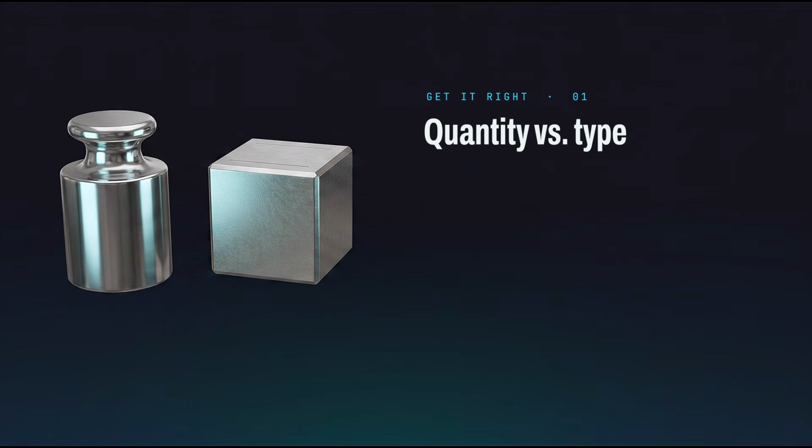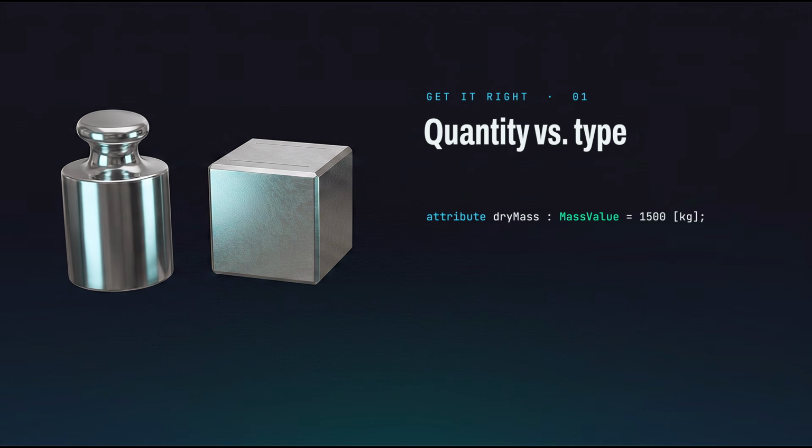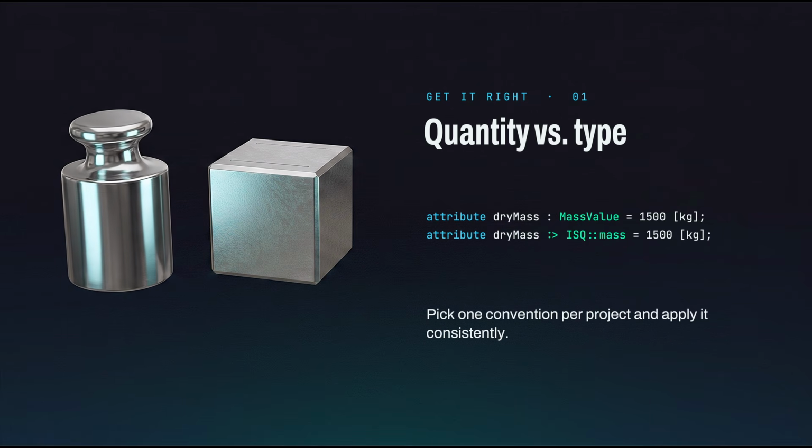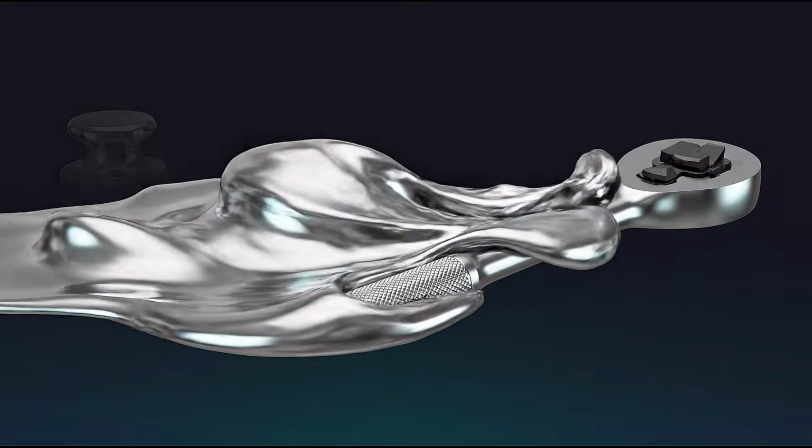First, separate the type of a value from the standard quantity it represents. MassValue is an attribute definition. It defines the type of a mass value, including its magnitude and measurement reference. ISQ mass is a standard quantity usage. It represents the ISQ notion of mass. Most of the time, type your attribute with the value type. When the downstream analysis or a library constraint needs the explicit ISQ quantity, subset the quantity kind instead. Either convention can work. Pick one for the project and apply it consistently. A model that randomly mixes quantity kinds and value types makes people wonder whether the distinction was intentional.